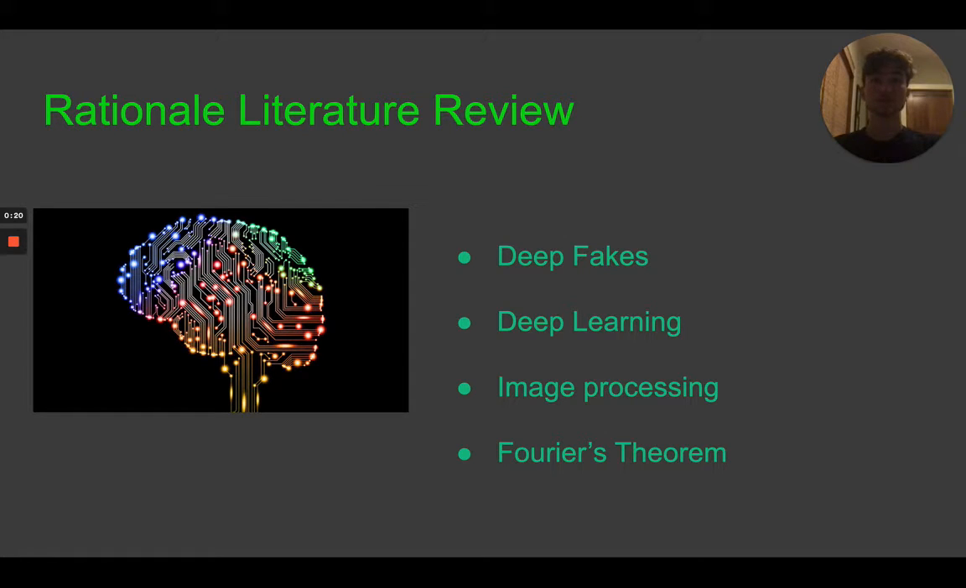In order to find these fake images, image processing is used. Image processing can be anything from changing the tint of an image to recognizing a certain object within the image. This project focuses on images within the frequency domain. Fourier's theorem states that any stream of data can be transformed into frequency values.